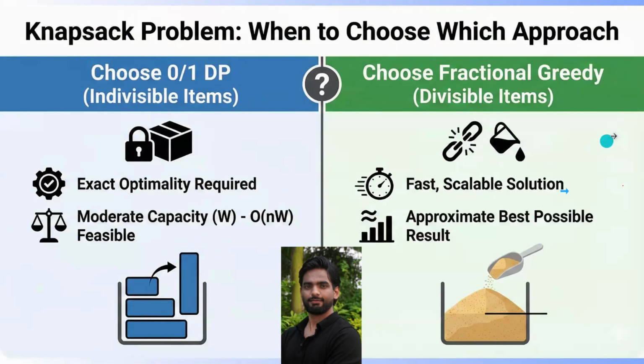Okay, so let's start. When to choose 0/1 dynamic programming? We do it when items cannot be divided any further, and you need an exact optimal solution. You go through dynamic programming when the capacity and number of items are moderate. And when do we go for fractional greedy? When we want fast, scalable solutions, we move towards the greedy method. It is approximate, used when we want quick and best possible results.